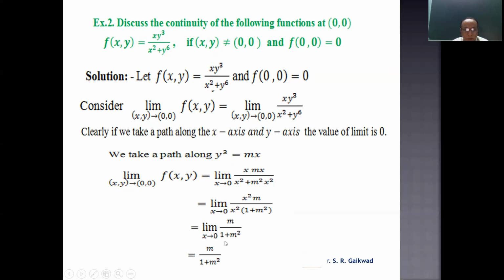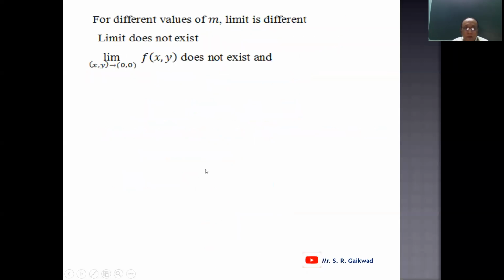It means as x tends to 0, the limit is m upon 1 plus m square. And therefore clearly for different values of m, limit is different, and therefore limit does not exist. And therefore limit xy tends to 0 comma 0 of f of x comma y does not exist, and therefore the function f of x comma y is not continuous at 0 comma 0, because limit does not exist and therefore function is not continuous.